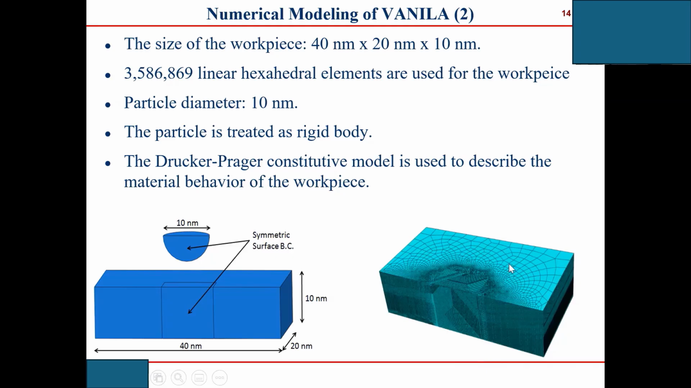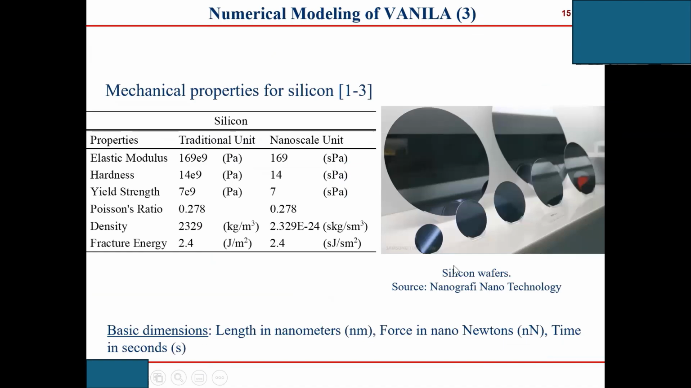So here is the workpiece. In this area, we want to use a very fine mesh in order to capture the stress gradient and also the strain gradient. That's the reason here, in this contact area between the nanoparticle and workpiece, we use a very fine mesh. Here is the silicon, and we give the mechanical properties for silicon.